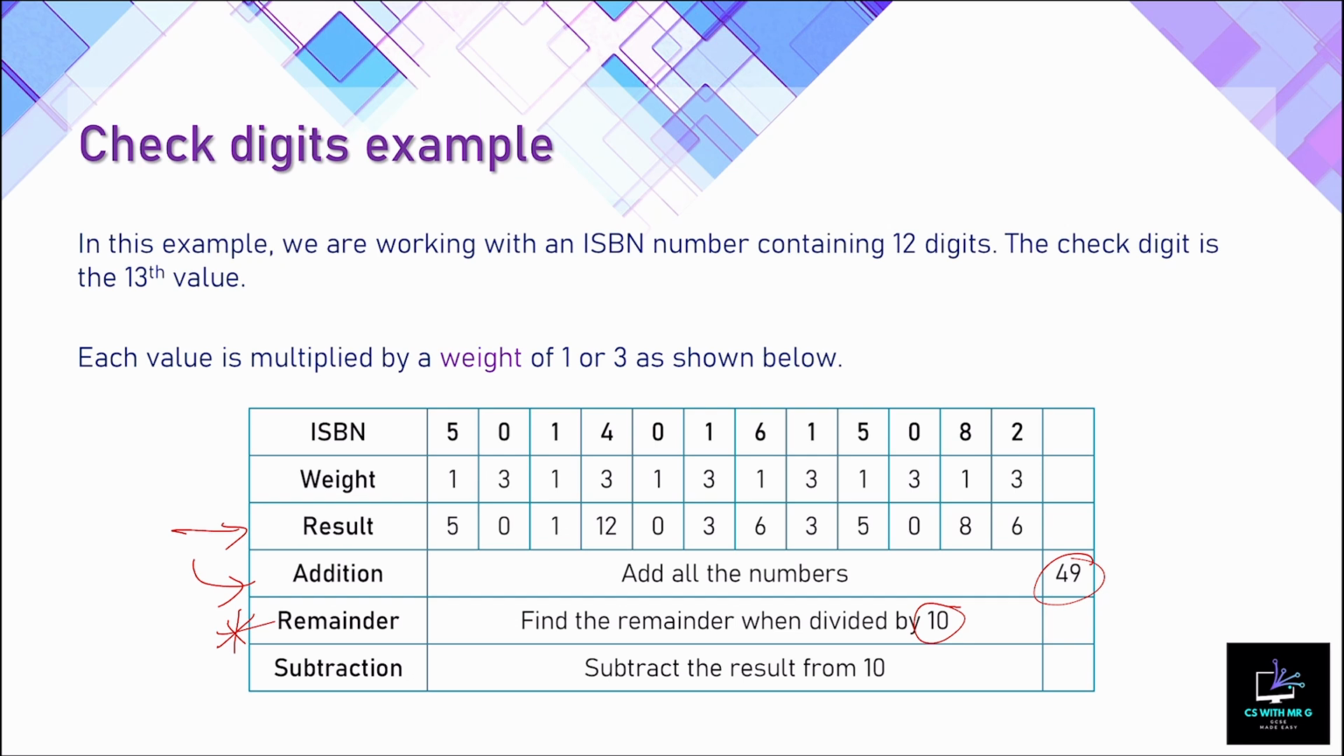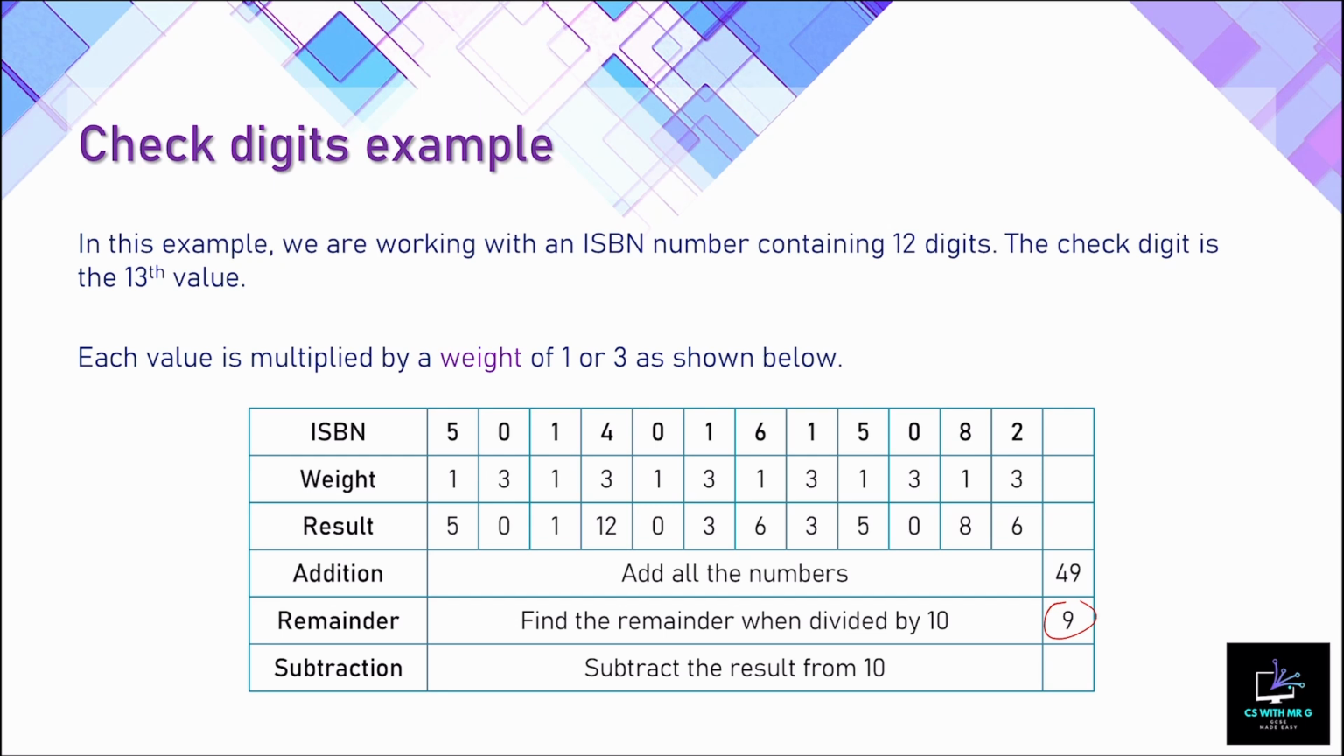So again, it's just a sequence of steps, it's just an algorithm, and this next step is to divide it by 10 and find the remainder. As we know, 49 divided by 10 produces 4.9, but we need the remainder. So it will be 40, remainder 9. There we go. So 9 is the answer here.